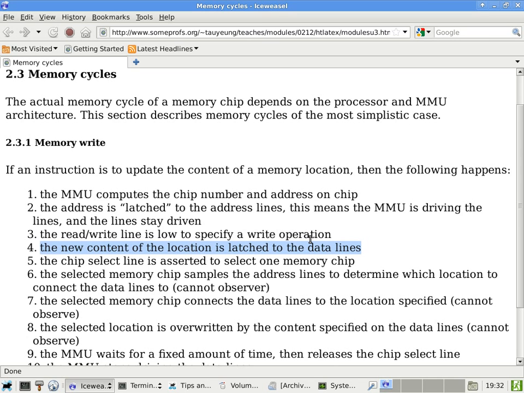Okay? Are we doing okay so far? So first we specify the address lines, then we specify the read-write line, and then we can specify the data lines. The order does not really matter. You can change the order of these 3 operations any way you want, because guess what? Nobody is listening.